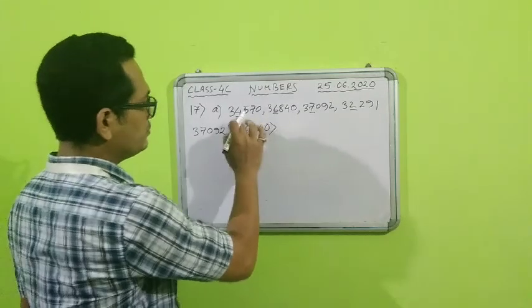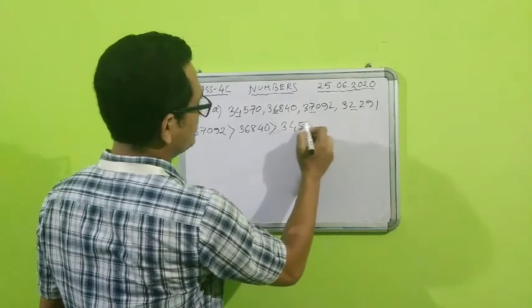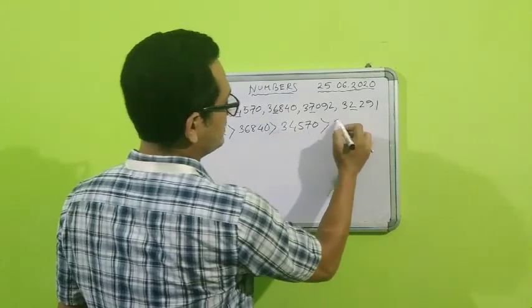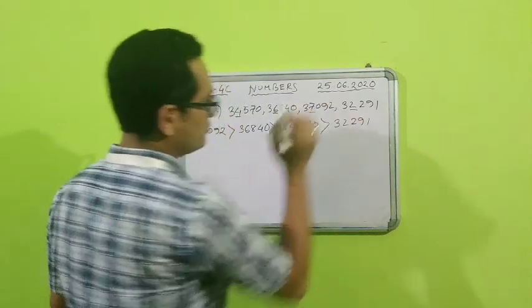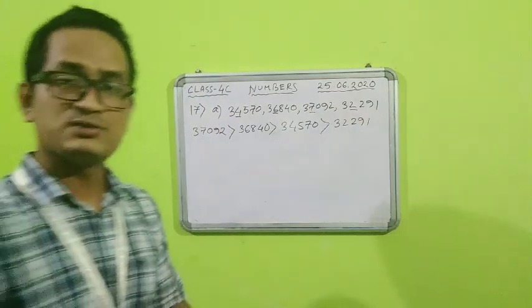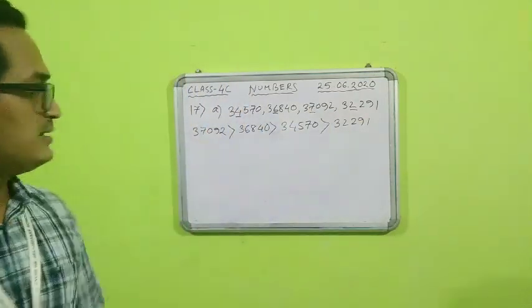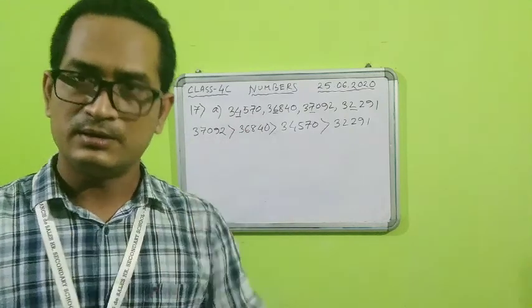After 6, 4 will be greater. So that is 34,570. And finally 32,291 will come in the last, because that is the smallest one. So student, this is the descending order of the numbers.